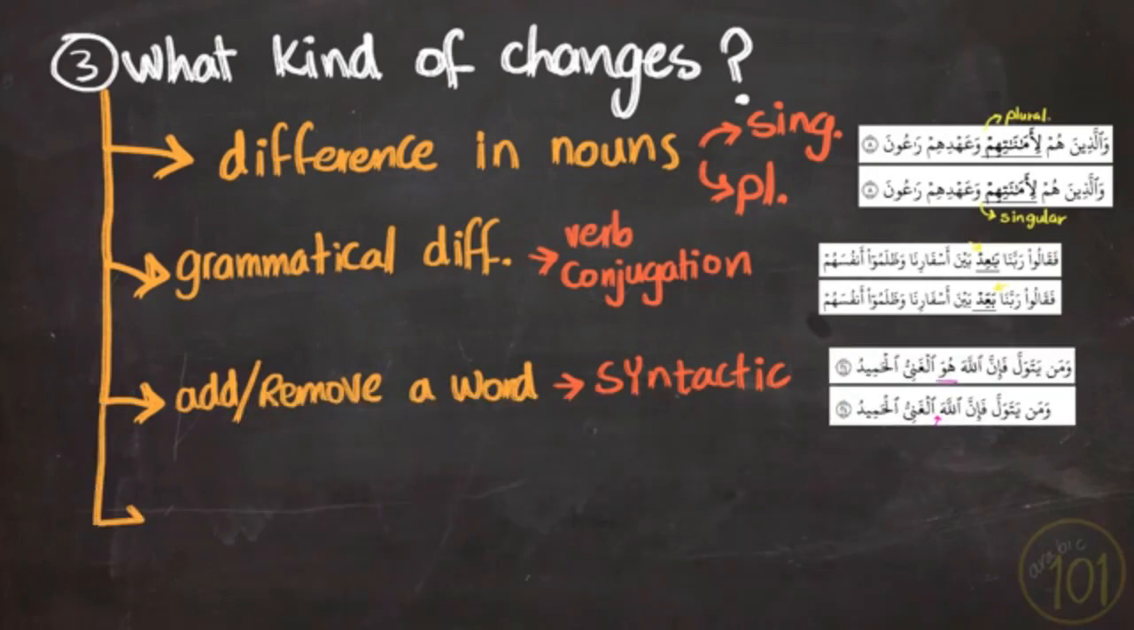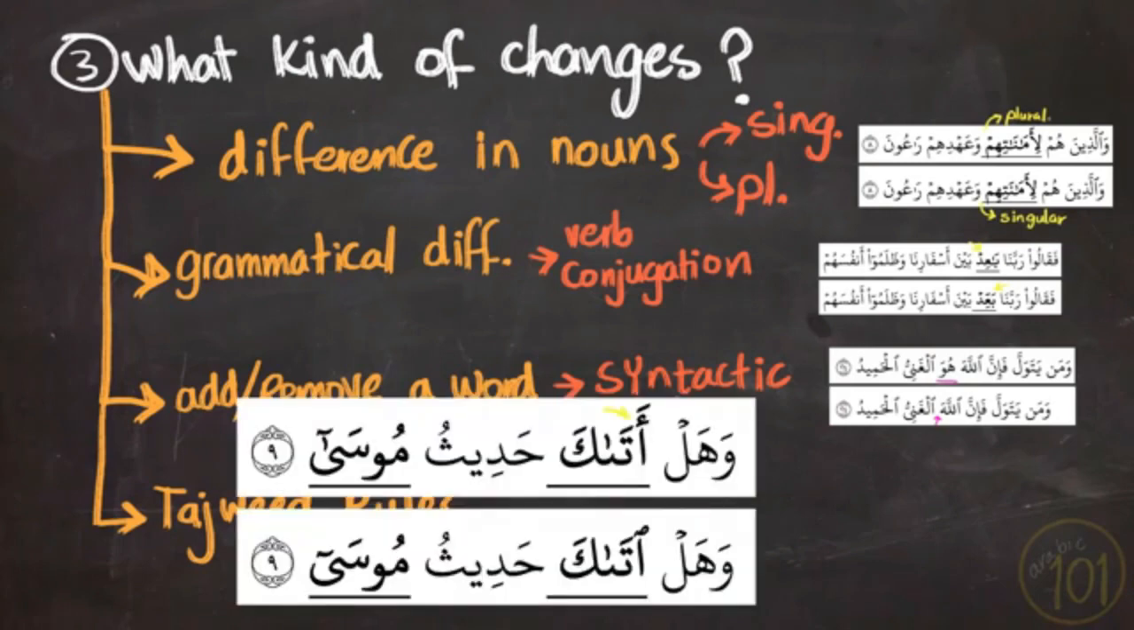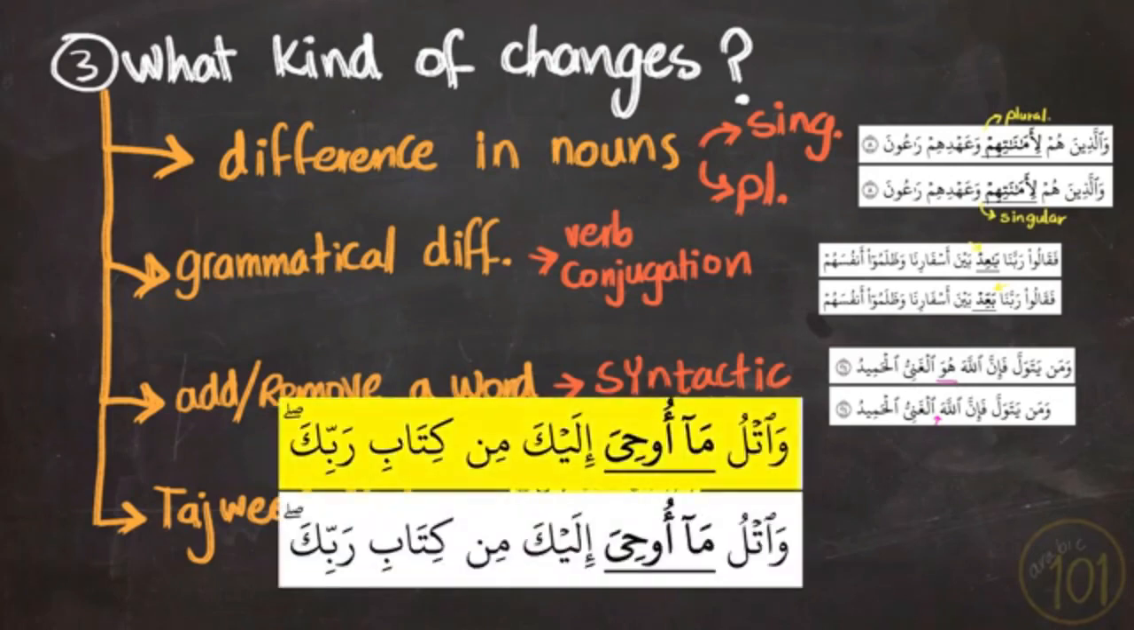Last is some differences in the application of the tajweed rules, like in this example. وَهَلْ أَتَاكَ حَدِيثُ مُوسَى. وَهَلْ أَتَاكَ حَدِيثُ مُوسَى. Another example. وَاتْلُ مَا أُوحِيَ إِلَيْكَ مِنْ كِتَابِ رَبِّكَ. وَاتْلُ مَا أُوحِيَ إِلَيْكَ مِنْ كِتَابِ رَبِّكَ.